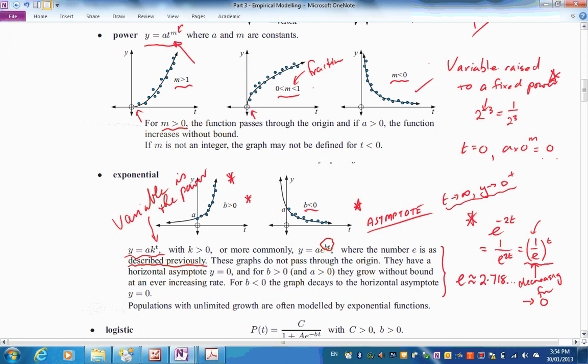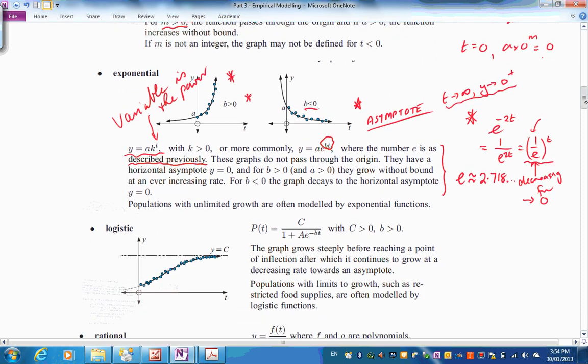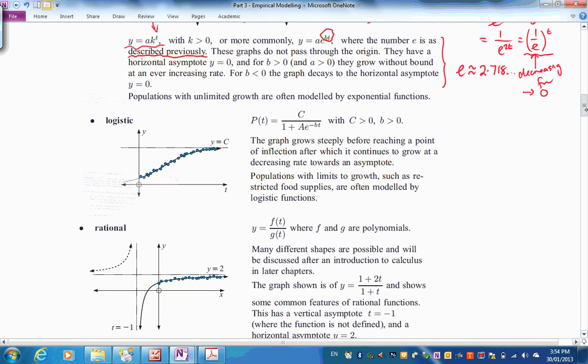So are you getting the idea? When you see a set of data points plotted, you will go to some of these tools and see how well they fit. And that's what we're going to do in this little unit.